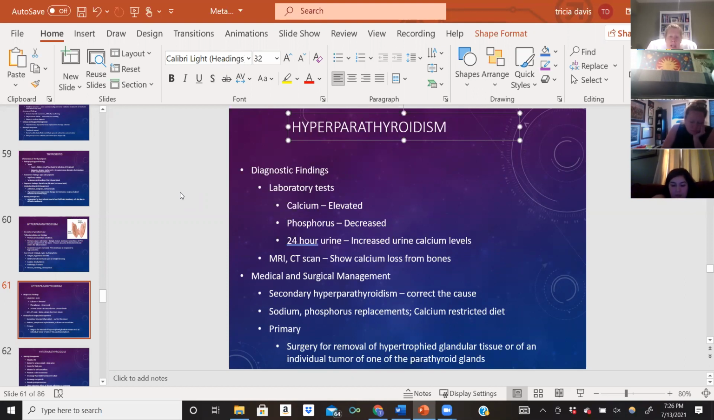And then medical management and surgical management. So if it's secondary hyperparathyroidism, we would just want to correct the cause. What's causing the problem? We would want to replace their sodium, replace their phosphorus. We want to make sure they have a diet that is restricted as far as calcium goes. And then if it's primary, then really what we would have to do is surgical removal of that hypertrophied area of the thyroid gland. Or if it was a tumor that was on there, you would want to remove the tumor or one of the parathyroid glands if you had to. It just depends on what the situation was.